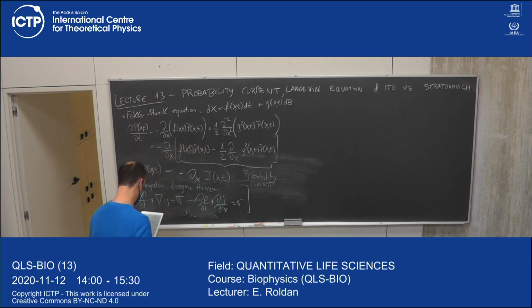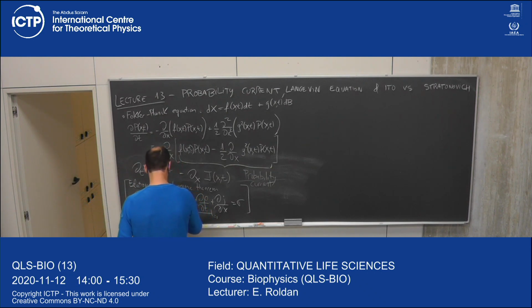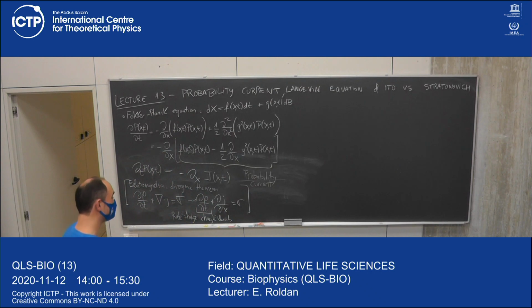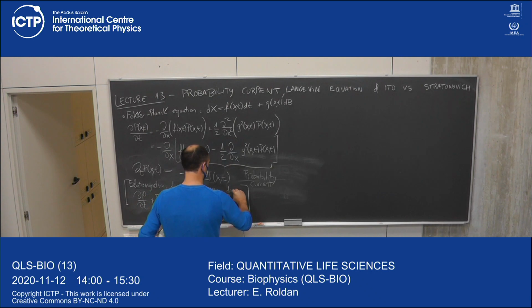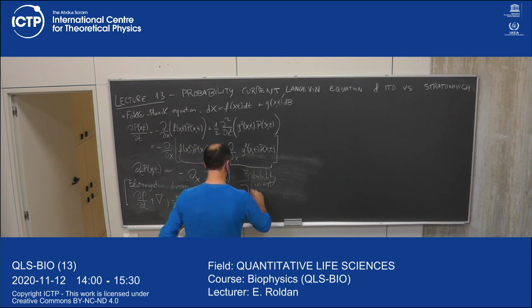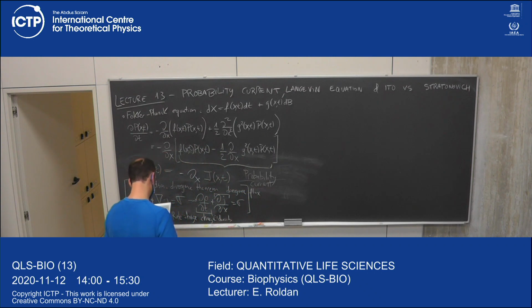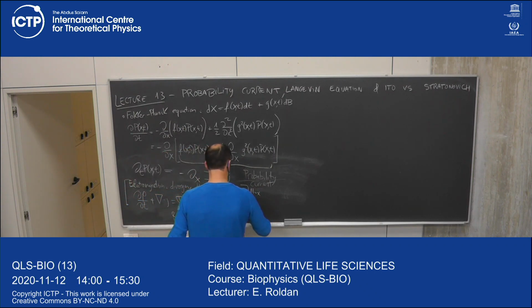And remember that this was the rate of change of the charge density. This was the charge density. This is the divergence of the flux. And this is the production.